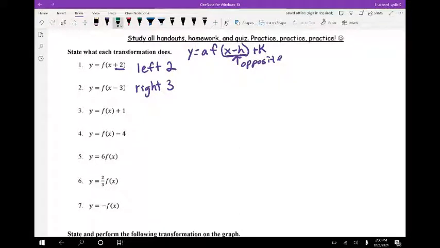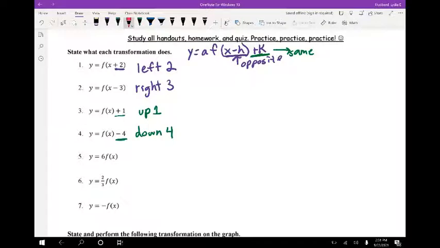Next we're going to worry about f of x plus 1. When we have that plus 1, that's the same as that plus k. It's using the same sign, so we're going to go in the same direction as what we would normally think because it's a plus. Outside is where we shift up and down, and it's the same as what we think. So we are, in fact, going up 1. Similarly, for number 4, we have a negative 4, and that means we're going down 4.